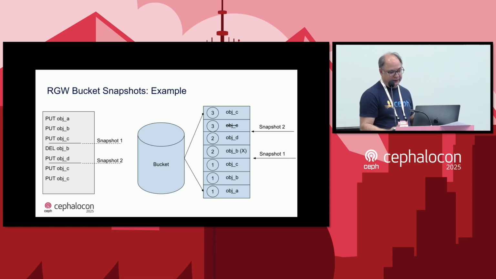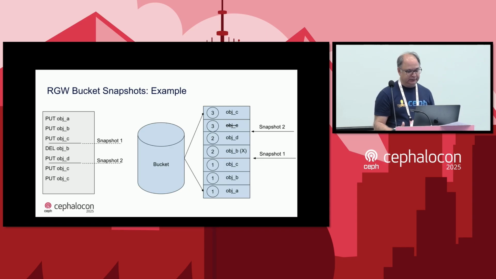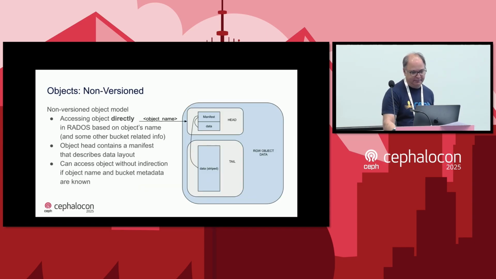You deleted object B. We now need to mark it as deleted. It's not a delete marker like in versioning, it's a bit different. But there's still an object B that exists on snapshot 1.